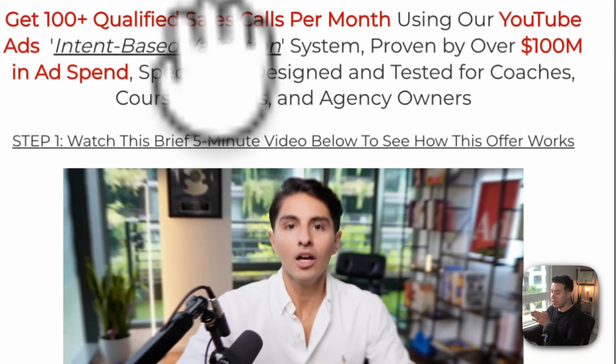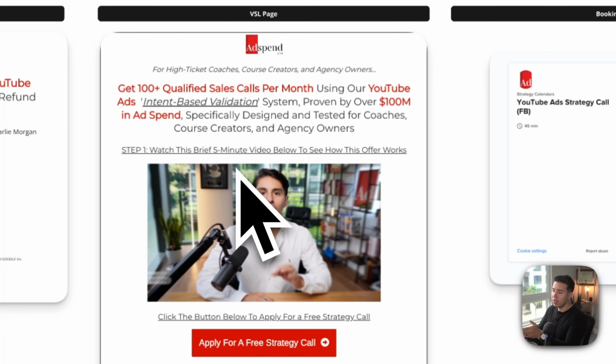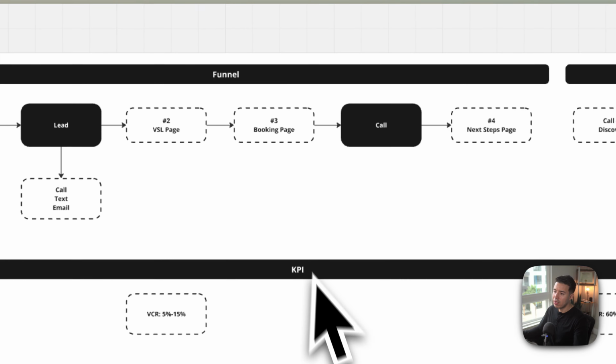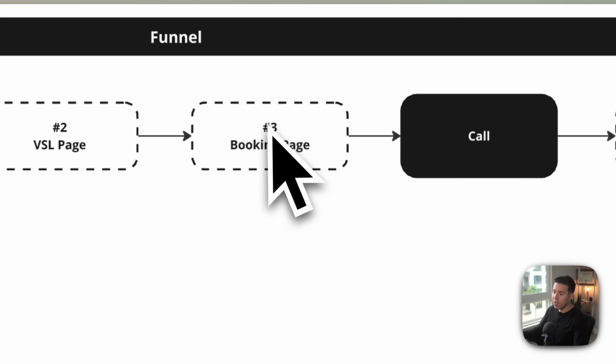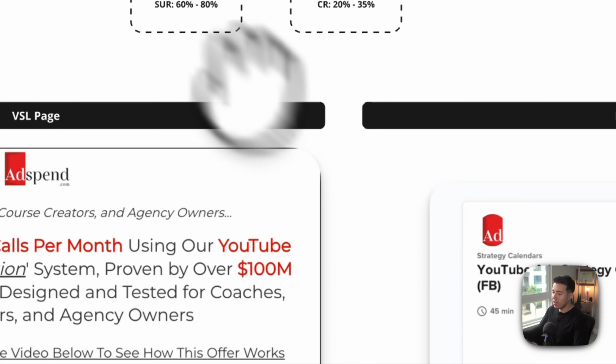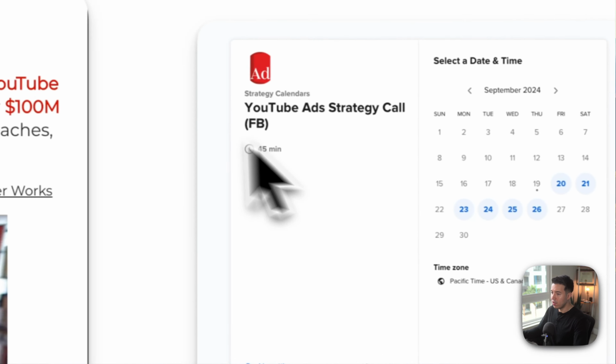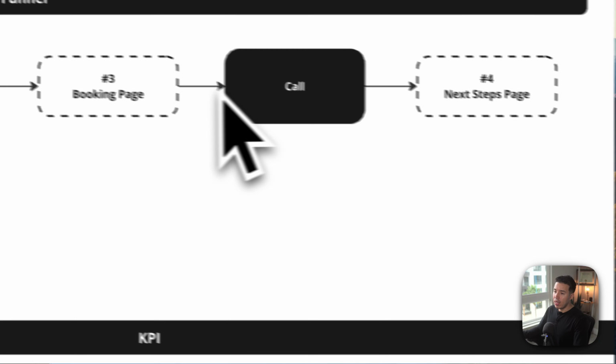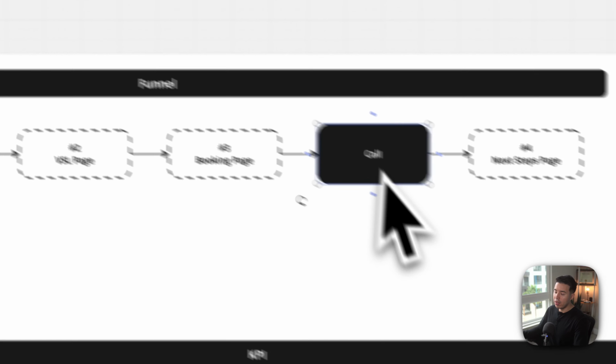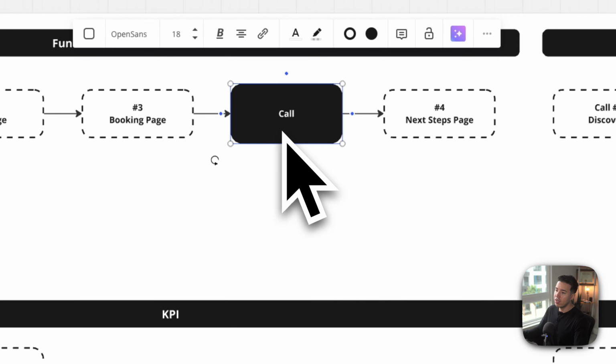We want at least 5 to 15% of people that land here to then actually convert to the next stage, where the next stage is the booking page. This is where they actually get to book a call with your sales team. And then once they book the call here, they're in the booked call stage, right?